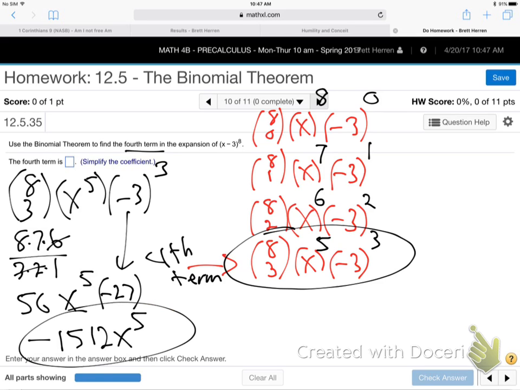They want the whole thing, including the x to the fifth this time, because they didn't just ask us for the coefficient. They said, give me the whole term. So that is the whole entire fourth term in the expansion. Right?